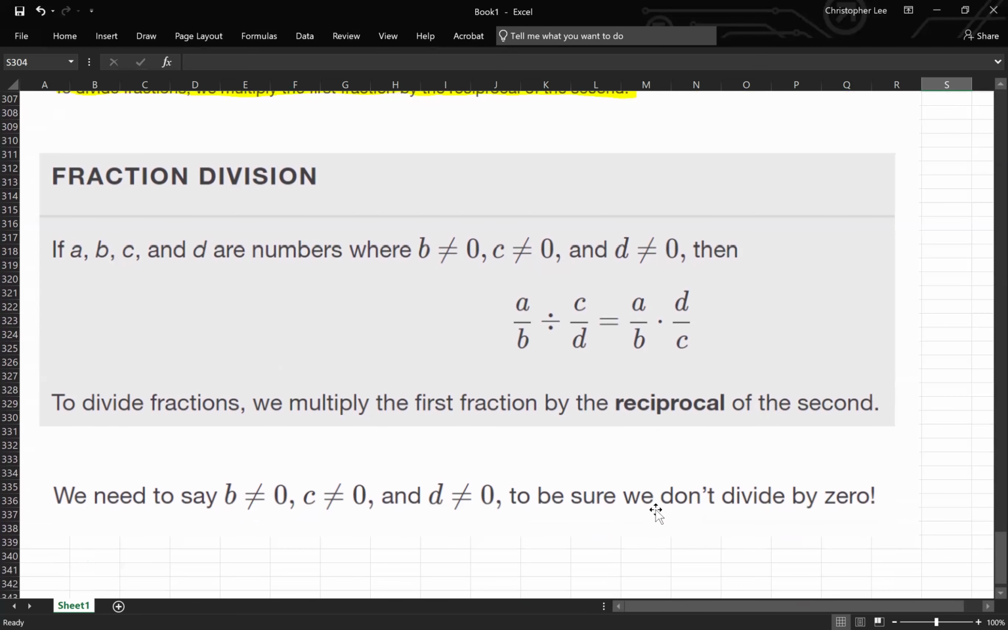We need to say that B cannot equal 0, C cannot equal 0, and D cannot equal 0 to be sure that we don't divide by 0. Always remember, it is illegal to divide by 0. Cannot divide by 0. All right.